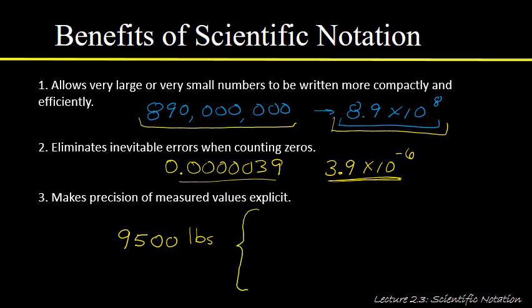The nice thing about scientific notation is it gives you options on how you want to write this number. And so we could write this number as 9.5 times 10 to the 3, which clearly has 2 significant figures. We could write it as 9.50 times 10 to the 3, or 9.500 times 10 to the 3, and so on and so forth.